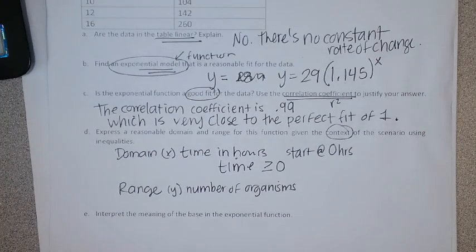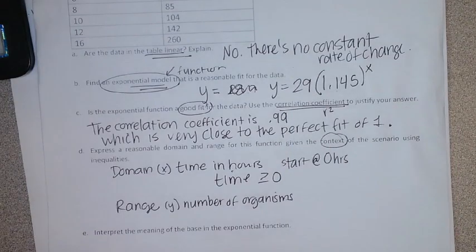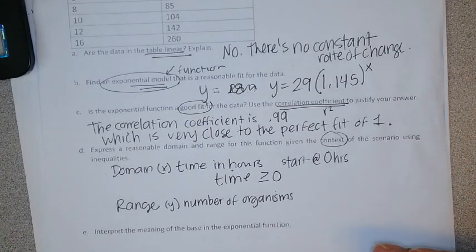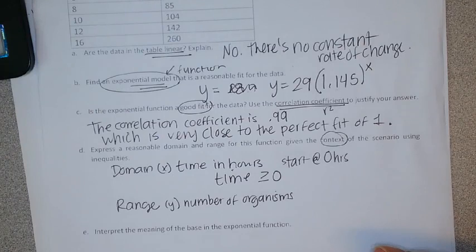For the range, it is the number of organisms. We know that we start at 29, but we don't really know when it's going to stop. The same thing here because it's growing. If it were decaying and we started from 29, we know that it's going to decay until, in real life, it's 0.